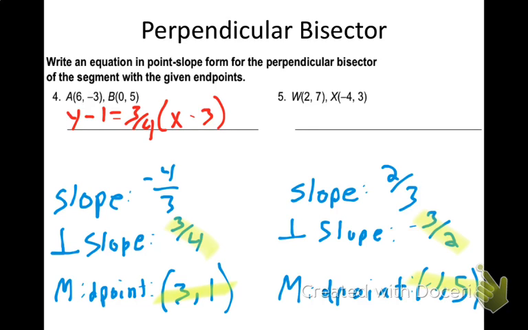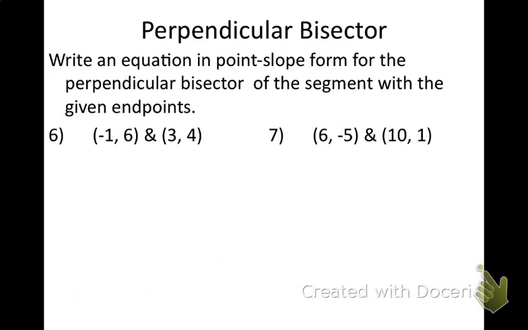How would that be in point slope form, Bryce? Y minus 5 equals negative 3 halves, x plus 1? Correct, sir. Nice job. That is it right there. Again, go step by step, and you can get these problems. Take these next two. Take a couple minutes, try these next two on your own.